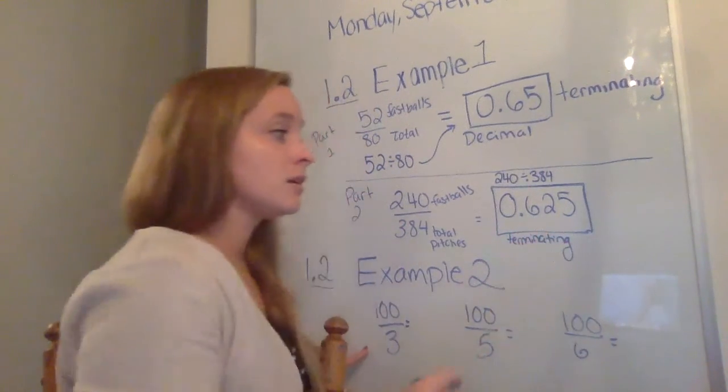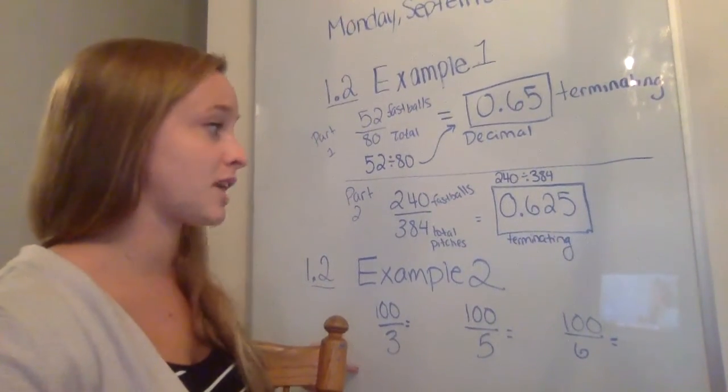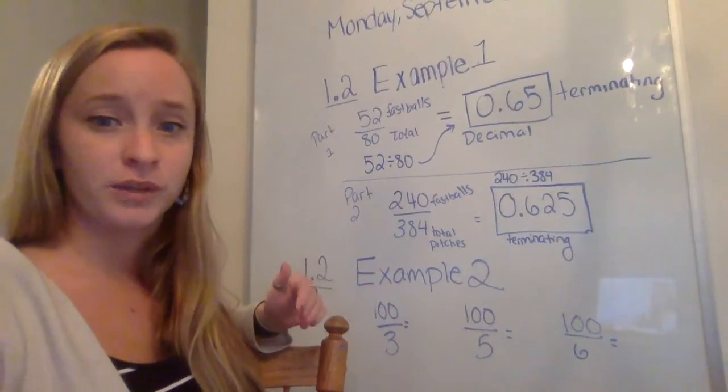Now, again, this is another terminating decimal, because it ends at the thousandth place, or at the 5. It's terminating, so it stops. It doesn't keep repeating on and on and on. Okay, so those were the first 2 examples.